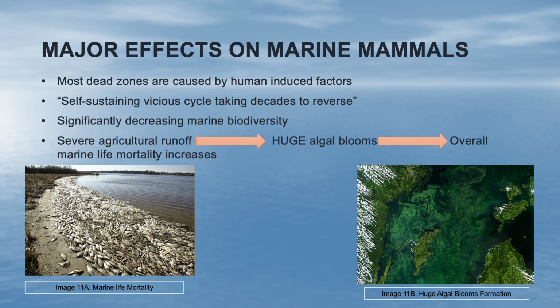Human factors which cause dead zones are a primary reason why dead zones will never cease in parts of the ocean, and the cycle will continue. This is where I found a quote from a really important study, and it says, "They refer to dead zones as self-sustaining vicious cycles taking decades to reverse." So this shows how no matter what happens, it's always going to have an important part in the ocean, and the dead zones are never essentially going to go away.